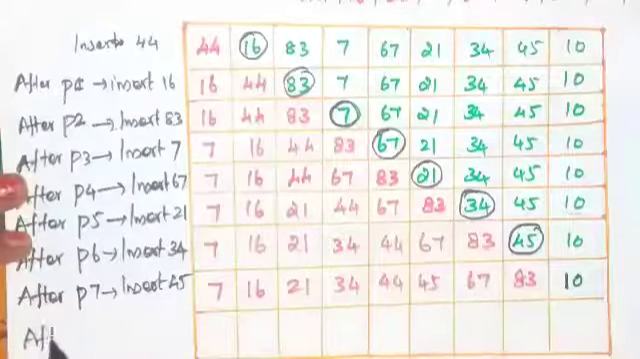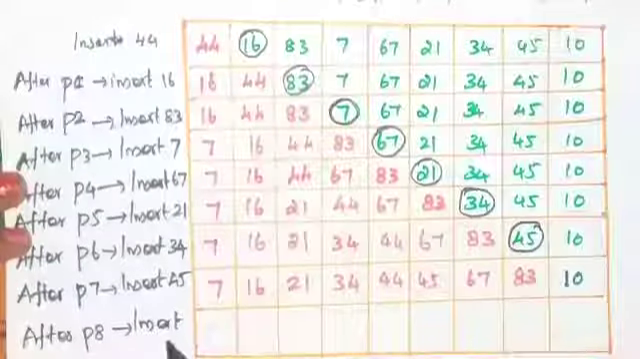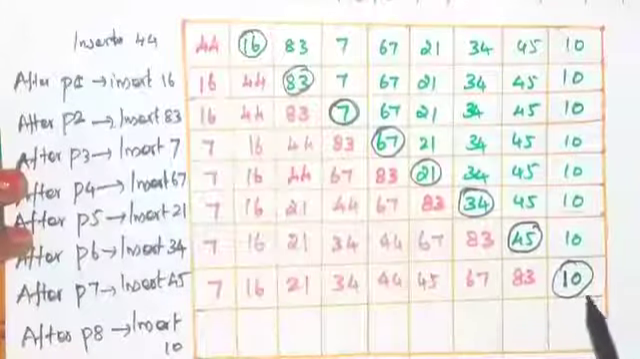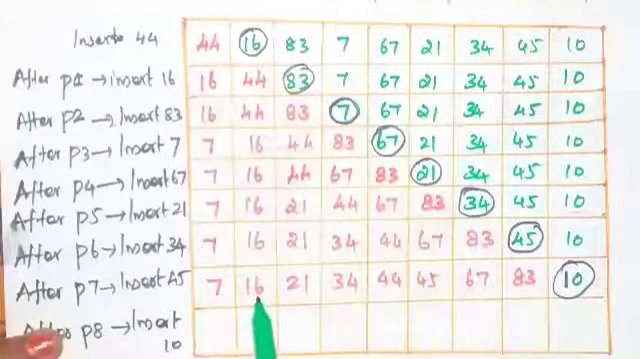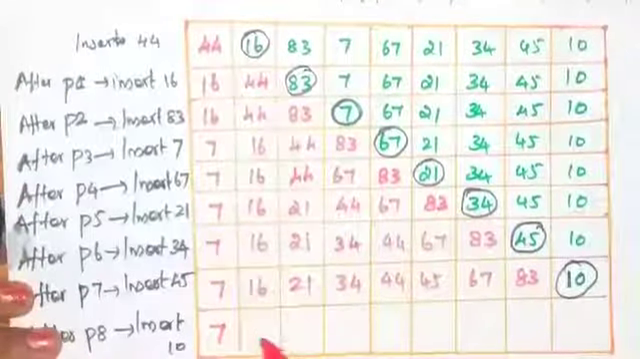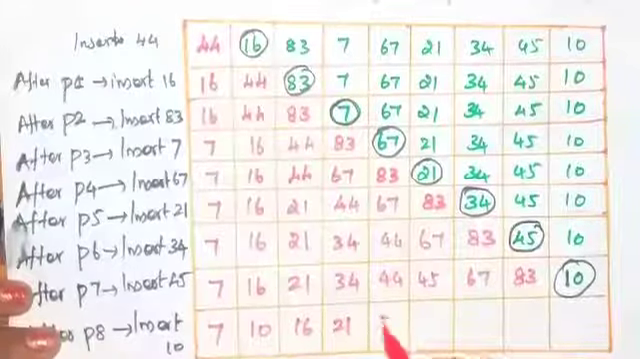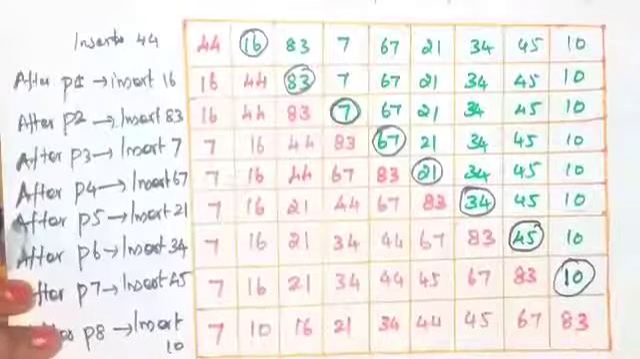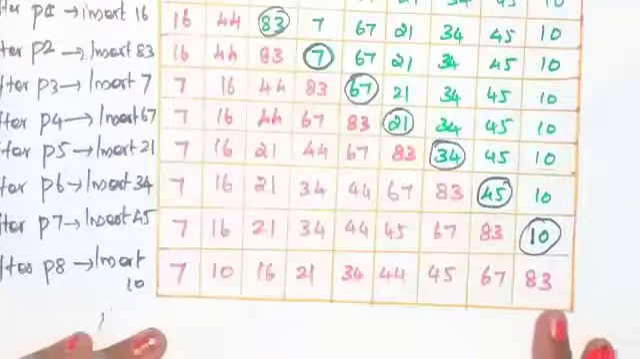After pass 8, insert the next number. Insert 10. So now you have to insert 10. 10 is greater than 7 and smaller than 16, so you have to insert 10 between 7 and 16. So 7, 10 and next 16, 21, 34, 44, 45, 67, 83. So now you can see here all the elements are arranged in sorted order. Finally we got the sorted array.